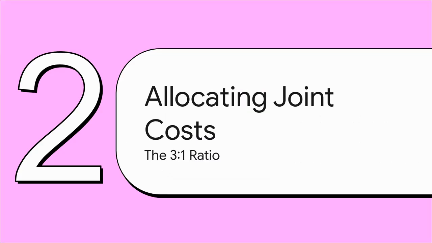Moving to Section 2, allocating joint costs, specifically finding that 3-to-1 ratio. Okay, imagine opening your paper and seeing this massive, intimidating joint cost block of 623,700 rupees. Honestly, a number like that can instantly induce panic. Your task? Allocate this chunk of change between two joint products, FP1 and FP2. But how do we actually do that logically without second-guessing ourselves?